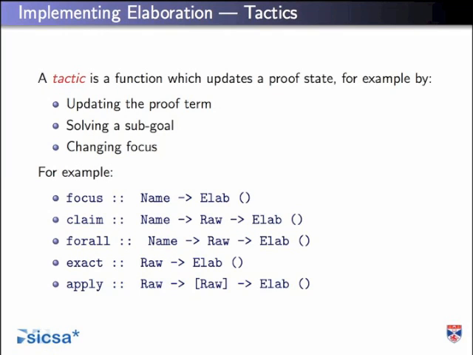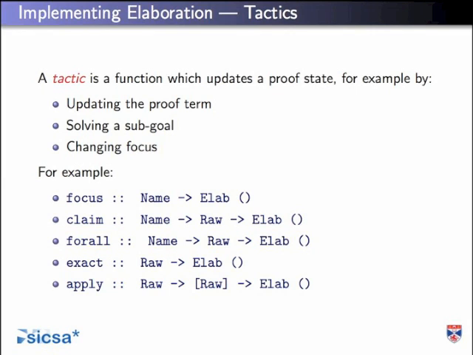So we've got an elaboration monad with all of these operations that do stuff to the proof state. A subset of those operations are tactics. You've played a little bit with tactics, and we've done intros and rewrite and refine. Internally, everything is built by tactics. It's just a function that updates the proof state. It might update the term. It might solve a sub-goal. Changing focus is something it might do. Building a term in some way, so adding a binding of some form.